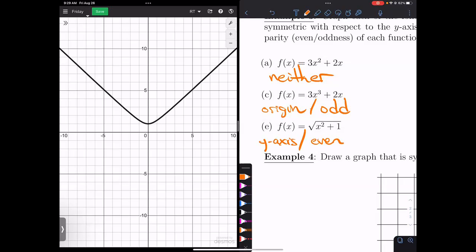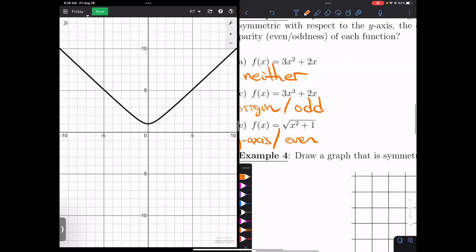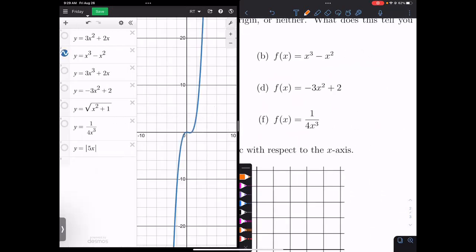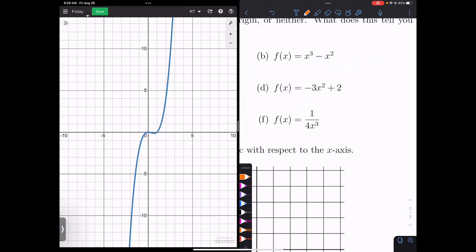The y-axis goes right down the middle of that graph, and the two sides look like mirror images of each other. All right, everybody agree on all those? Anything we need to talk about with those three? Okay, cool. Let's look at B, x cubed minus x squared.